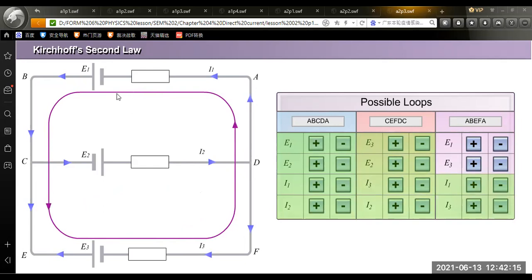E1 is up, the same direction as the loop, so that will be positive. But for E3, the current goes out and the direction of the loop is opposite, so it will be negative. So these are the rules for the second part of Kirchhoff's second law. Next.